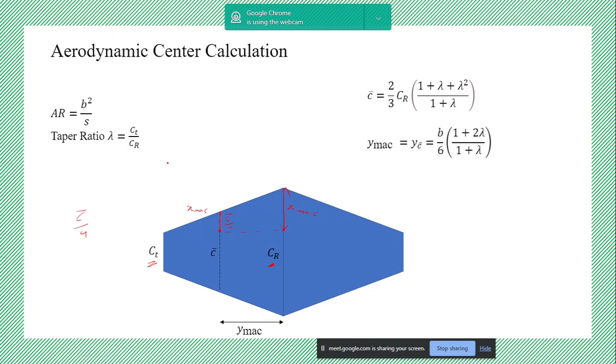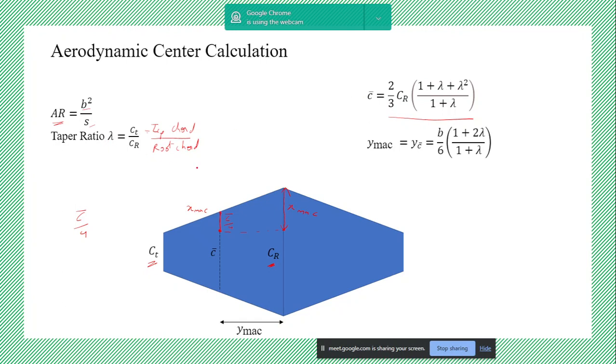Okay, right. So this formula we already know. Aspect ratio is equal to b square by S, where b is the span and S is the reference area. Taper ratio lambda is given by CT by CR. CT is the tip chord and this is the root chord. Now to find C bar, this is the empirical formula that we use: 2 by 3 CR times (1 plus lambda plus lambda square) by (1 plus lambda).